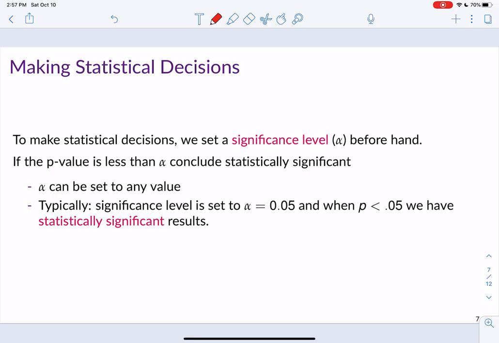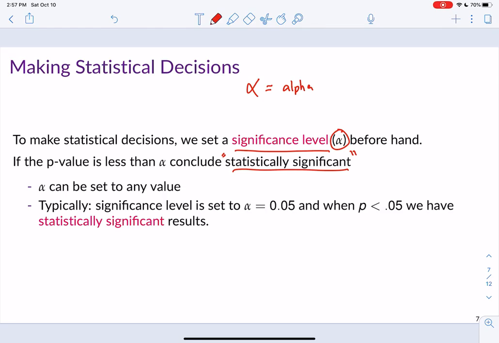Well, we do this by setting something called a significance level, and we refer to our significance level by the Greek letter alpha. If the p-value that we calculate is less than alpha, we conclude that our results are statistically significant. I'm going to put these in italics because it still is one of those terms where it's like you're "statistically significant."